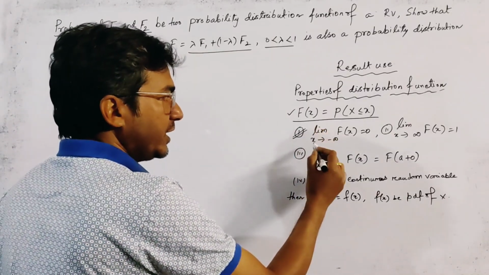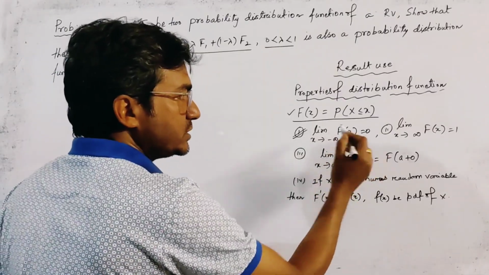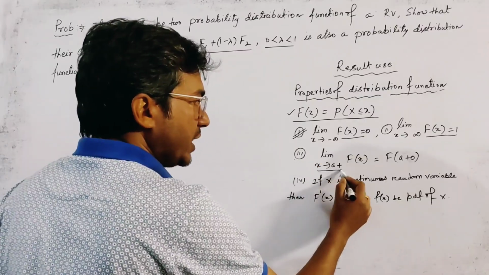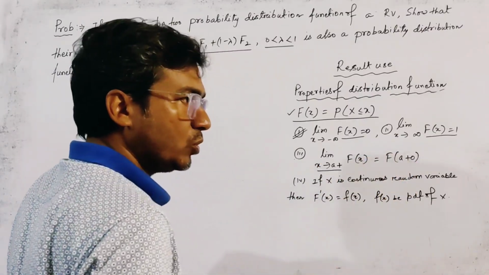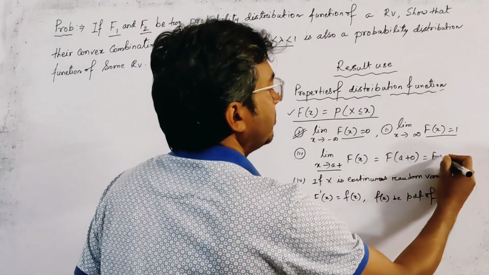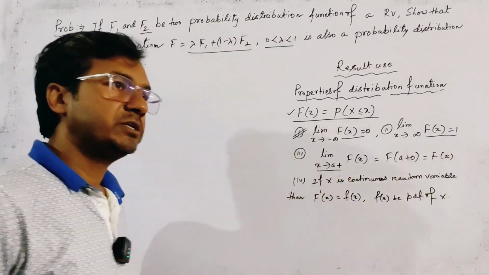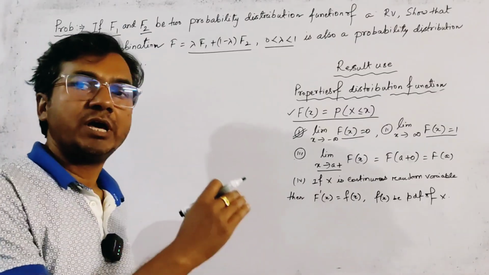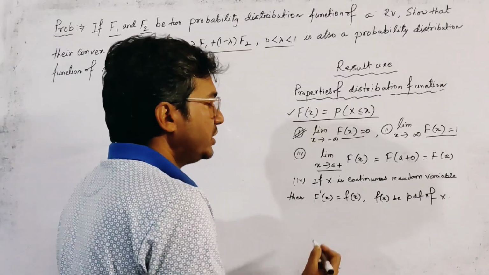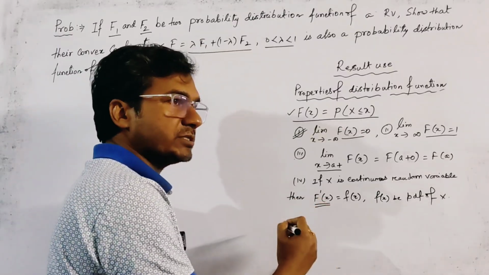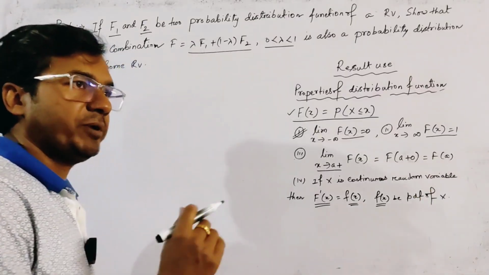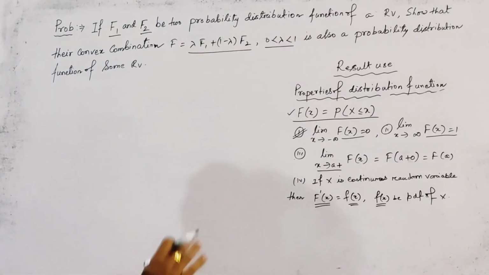The main properties are: if x tends to minus infinity, F is 0. If x tends to infinity, F is 1. If x tends to a plus, this is F of a plus 0, which equals F of a, because the distribution function is continuous from the right. And if X is a continuous random variable, then the derivative of the distribution function gives the PDF f(x). We prove all the properties one by one.